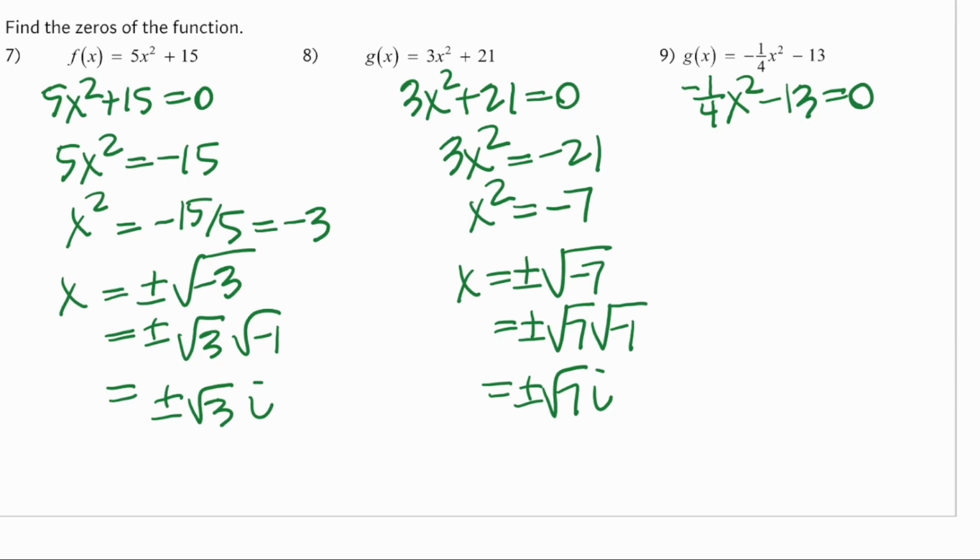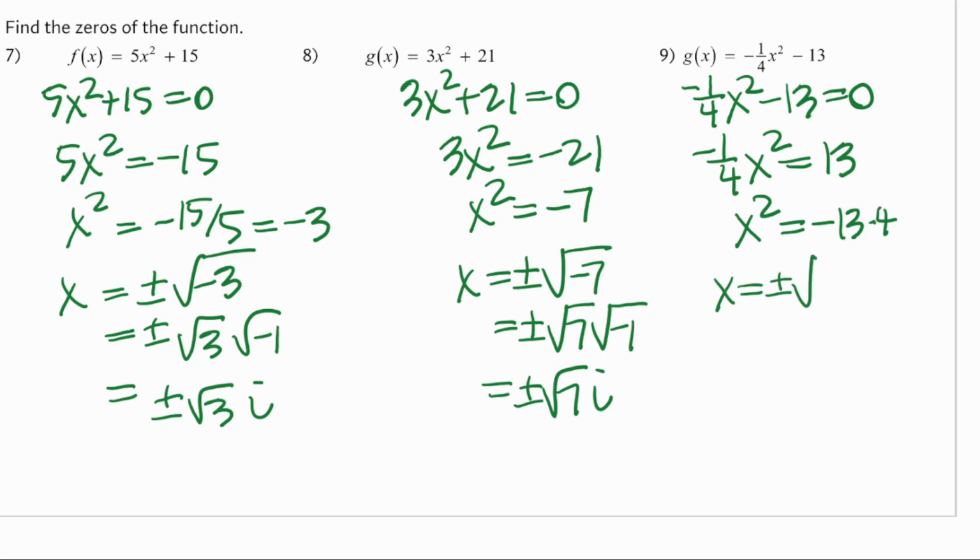And just start solving x squared. Add 13 to both sides, maybe multiply by negative 4. 13 times negative 4 will be negative 52. But maybe I shouldn't write it as negative 52. Maybe I write it as negative 13 times 4. Okay, so that when I take the square root of both sides, I can say square root of negative 13 times 4, and I'm just going to split it up like that.